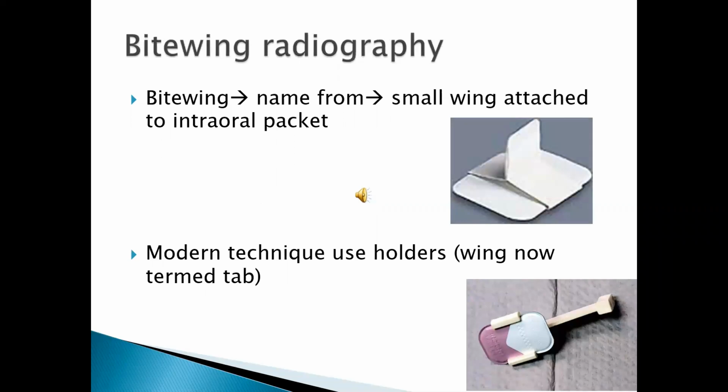To start with, we'll be dealing with bite wing radiography. Now you see there an image of a film which looks like our intraoral periapical film itself, but it has got a small wing that is attached to the package. And the name bite wing came because of this special wing attached to the package. Nowadays we have modern ones.